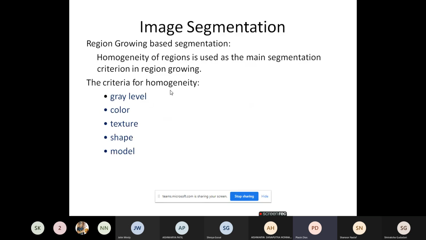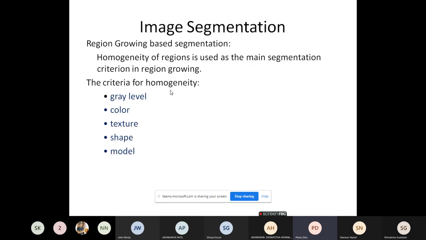So we are trying to understand what region growing based segmentation is. One thing you remember: when we go for region growing based segmentation, we hunt for a parameter called homogeneity. Homogeneity of regions is used as the main segmentation criterion in region growing.